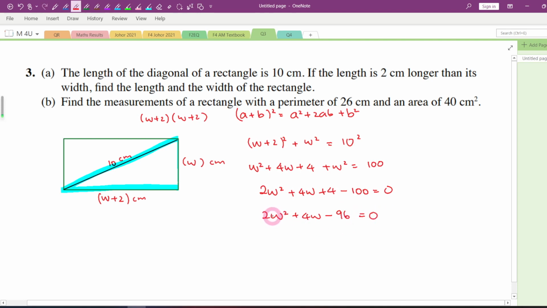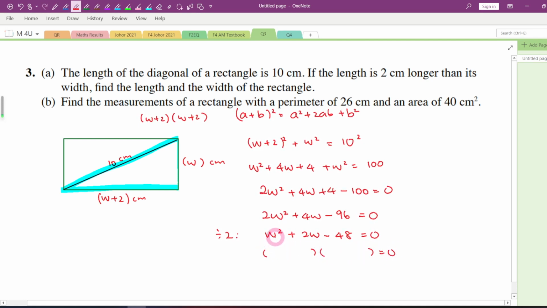In order to make the numbers smaller, I'm going to divide this whole equation by 2, so it will be easier for us to do the factorization. W squared divided by 2, you get W squared. 4W divided by 2, you get 2W. 96 divided by 2, you will get 48. Now we just do the factorization.